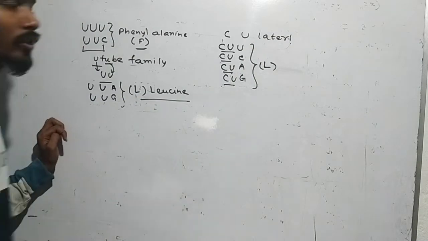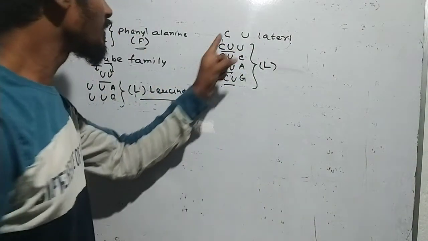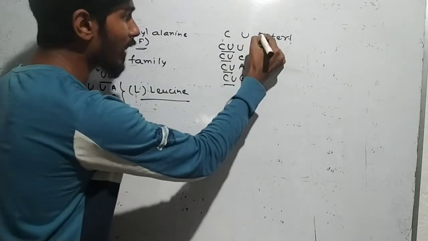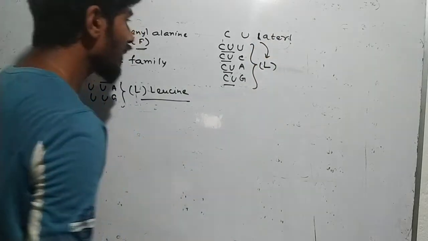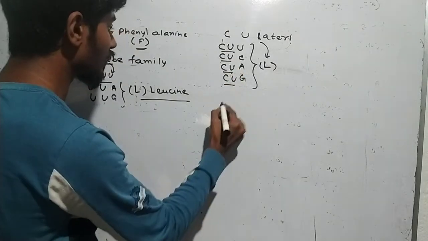Maybe the words are not complete, but as they are phonetically similar, I am using it. See you later. So whenever there is C U, you will always have this letter L. L means leucine. Okay, so it is very easy. After that we have the A.